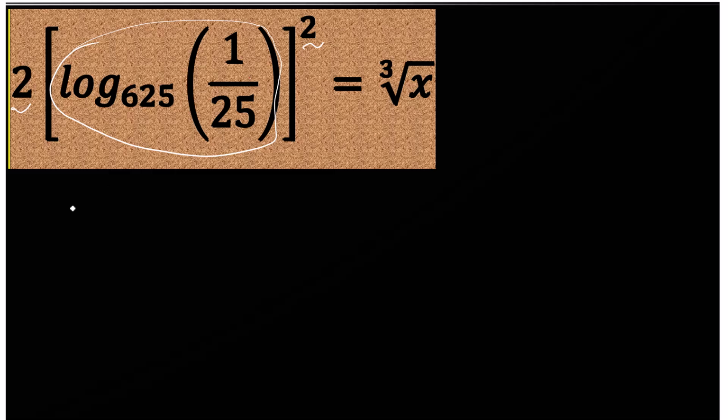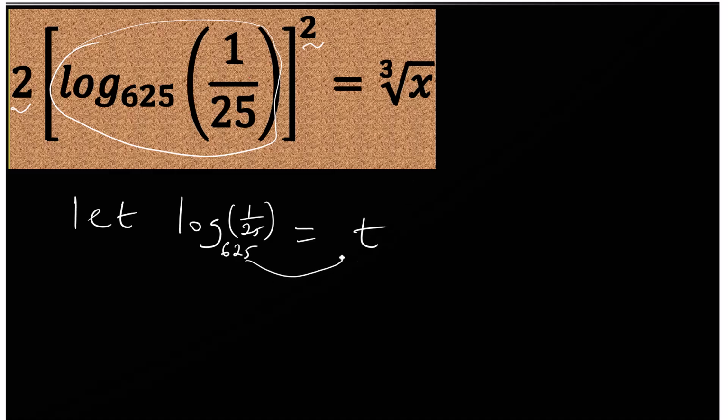Now let's say log of 1 on 25 to base 65 be t. So by the definition of logarithm, this one we raised it, that would be 65 raised to t equals 1 on 25.